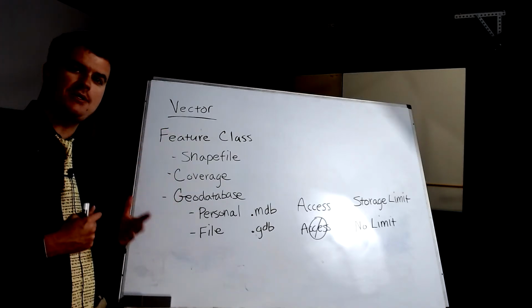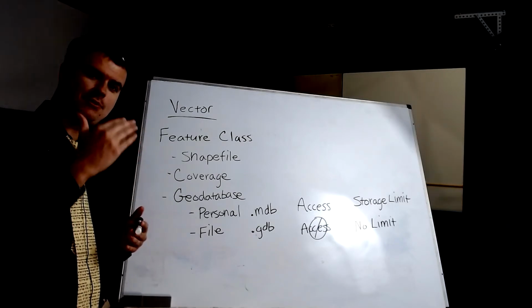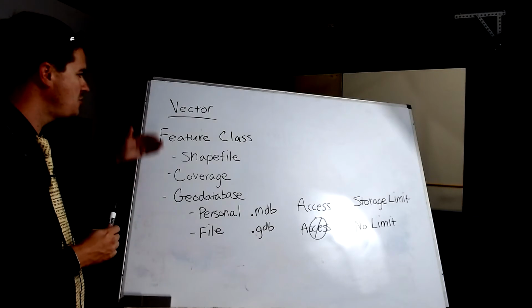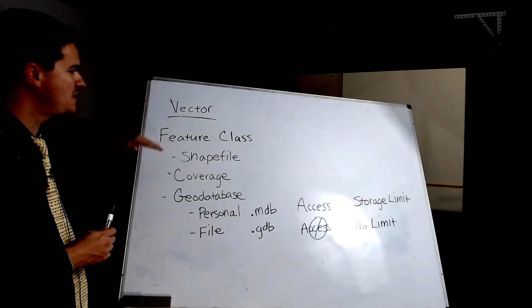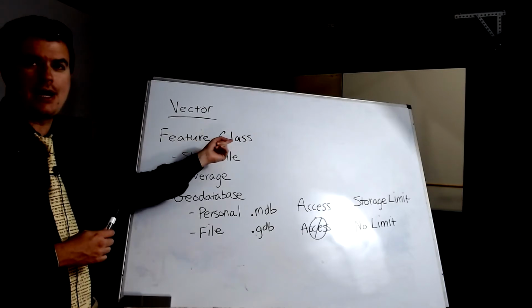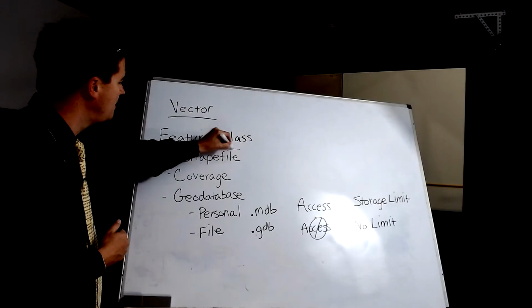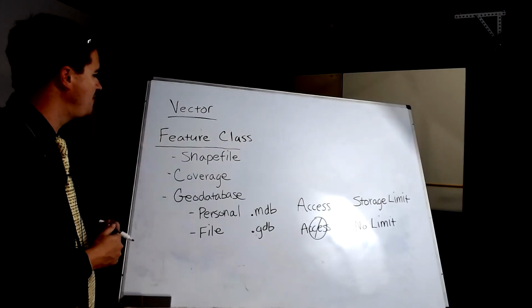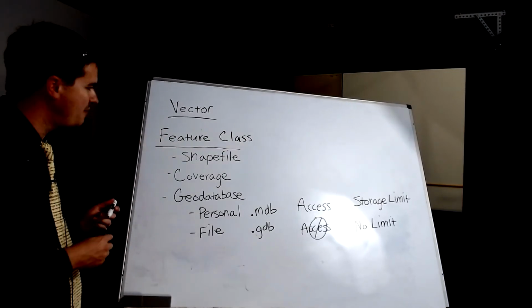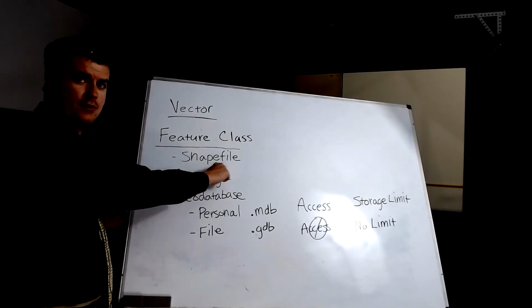You guys have already seen a couple vector data sets. If you remember in the lab, we looked at those shape files. Well, just a generic vector data set, any vector data set is called a feature class. That's a generic term for any vector data set. It's called a feature class. An example of a feature class would be those shape files that we saw during lab.